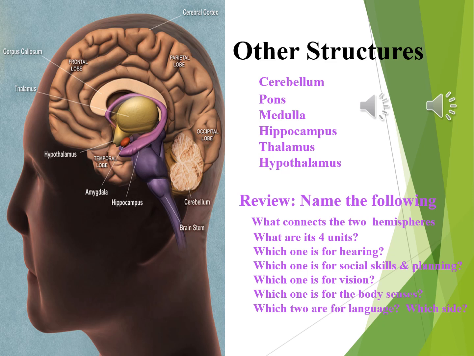So we've considered the cerebral cortex and the four lobes. We've considered the corpus callosum. Let's consider other critical brain structures. Let's start with cerebellum. You have two cerebellums. They're the balls at the base of the brain. Their job? Coordination of movement.